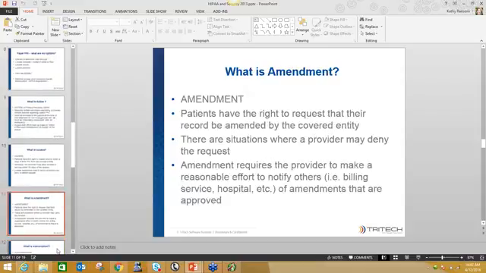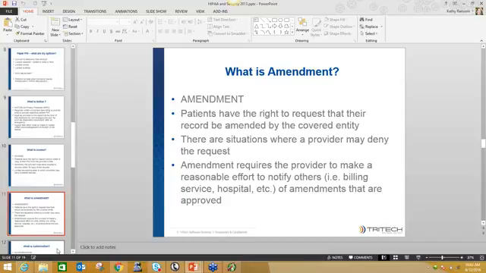Amendment is another common word that we talk about in HIPAA. Patients have the right to request that the record be amended by a covered entity, and there are situations where a provider might deny that request. Amendment requires that the provider make reasonable effort to notify others, such as the billing service and the hospital, that they're amending the records.